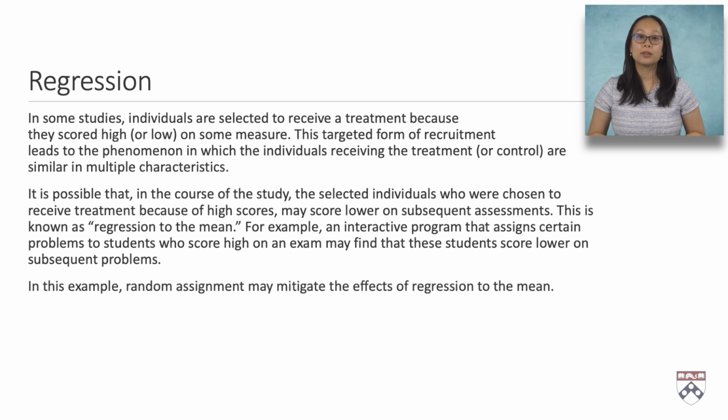In this example, the process of randomizing students to the different groups, so random assignment, may mitigate the effects of regression to the mean because this is a way of preemptively controlling for some of those similarities in the beginning that are due to targeted recruitment of students.